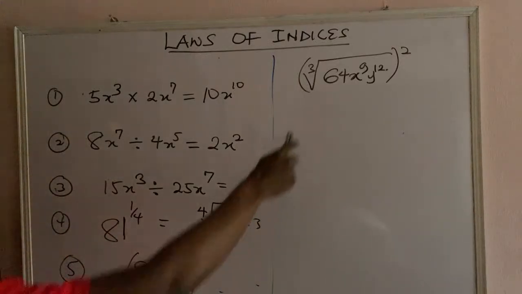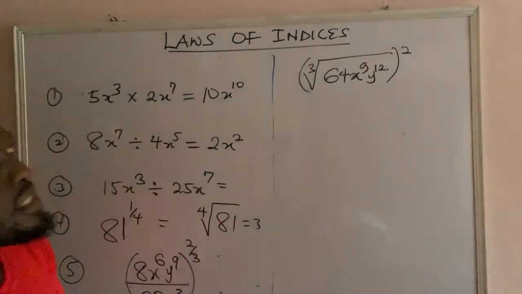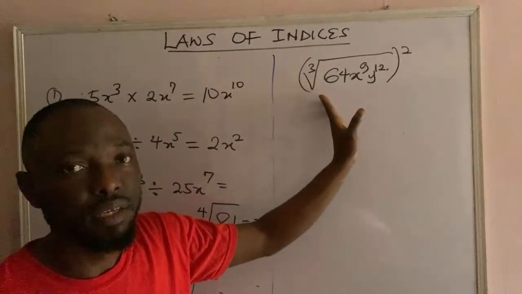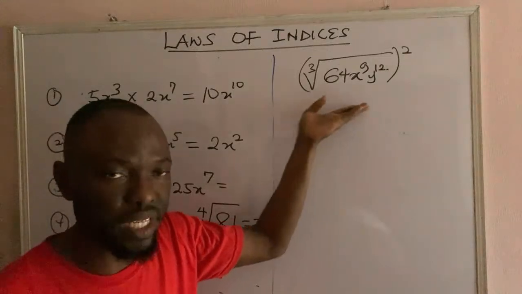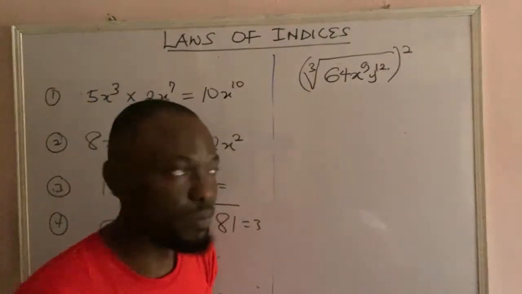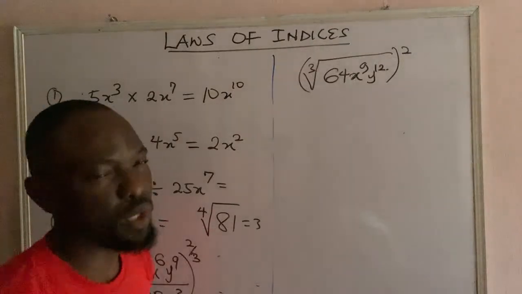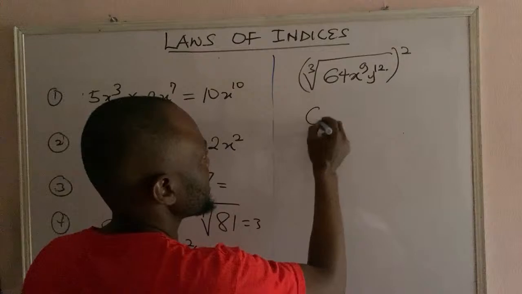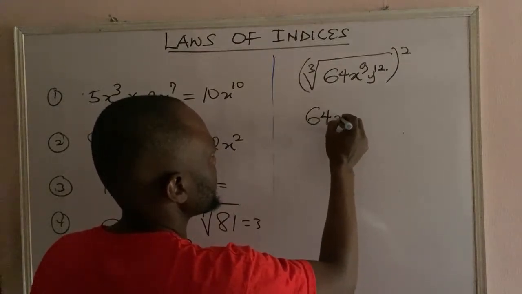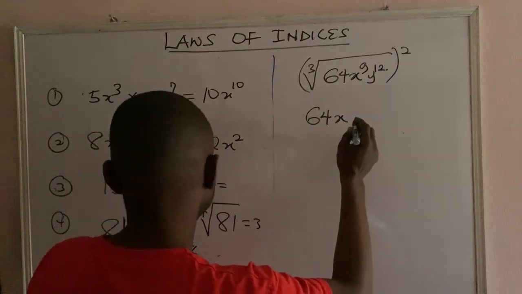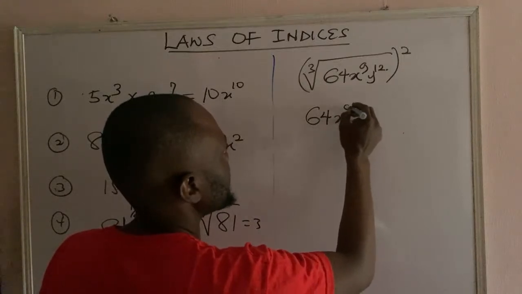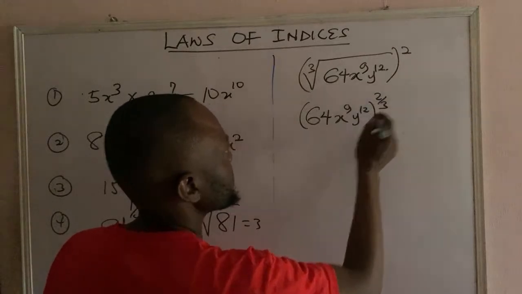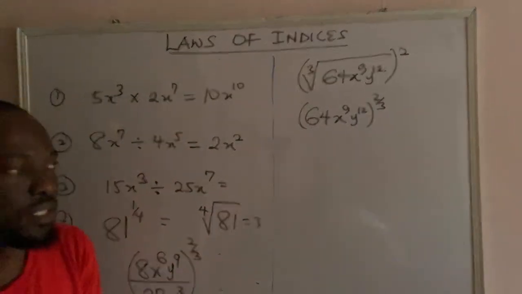And then for this, a lot of you might have problems solving this in the radical form, or in the root form. So it is better you take it back to exponential form, which you understand. So this can be expressed as 64 x to the 9, y to the 12, all to the power of 2/3. So this is another expression for this.